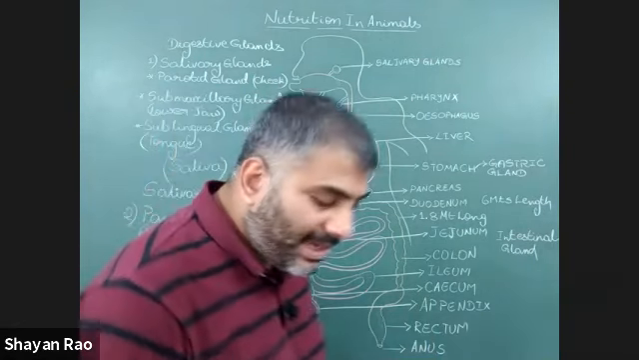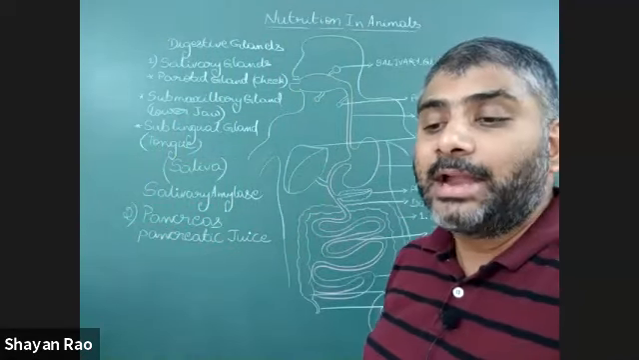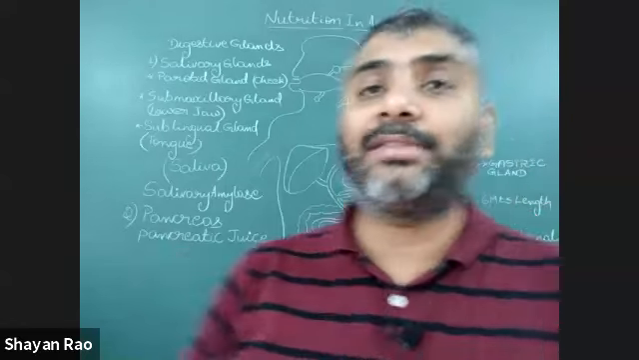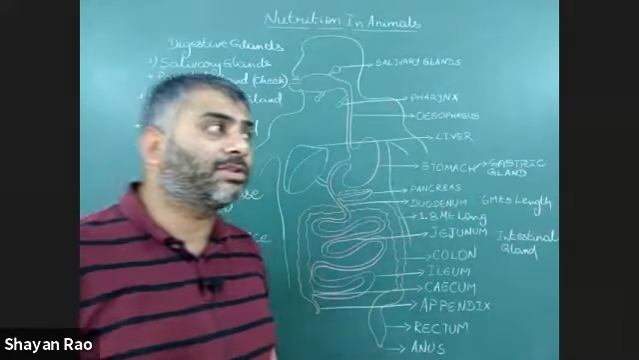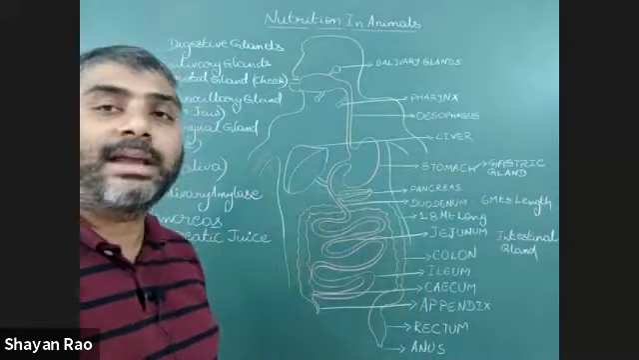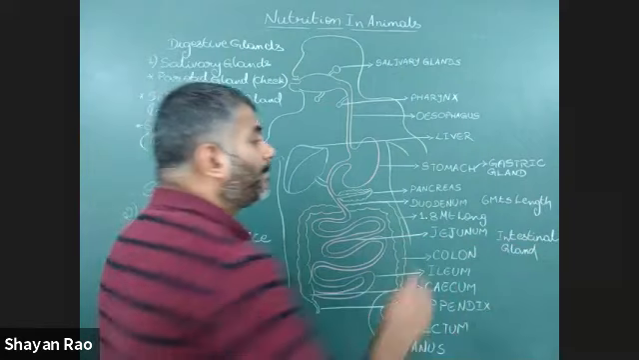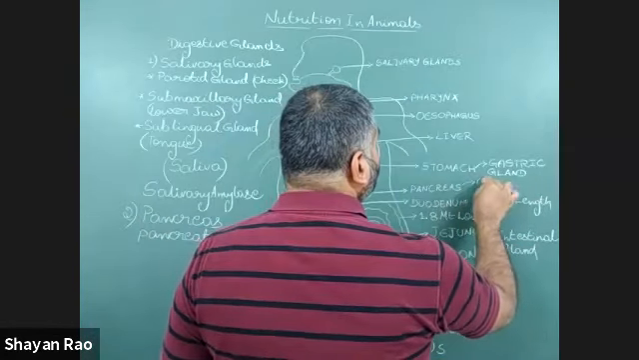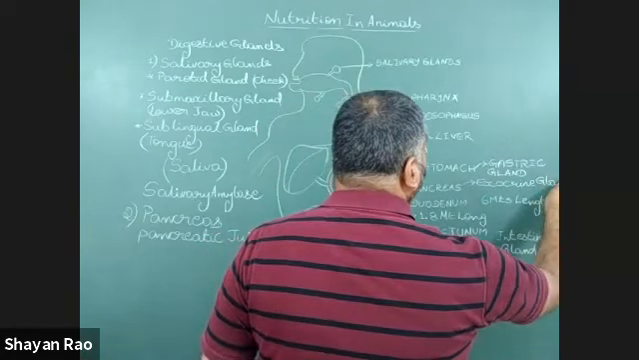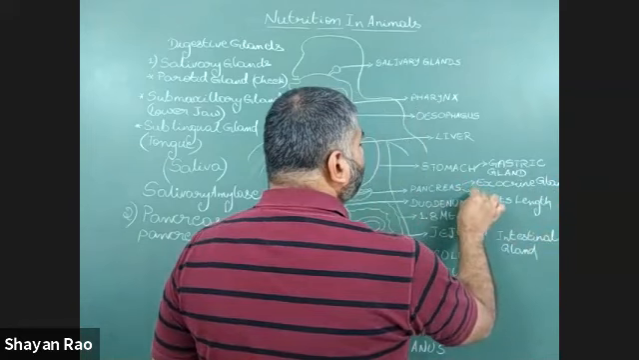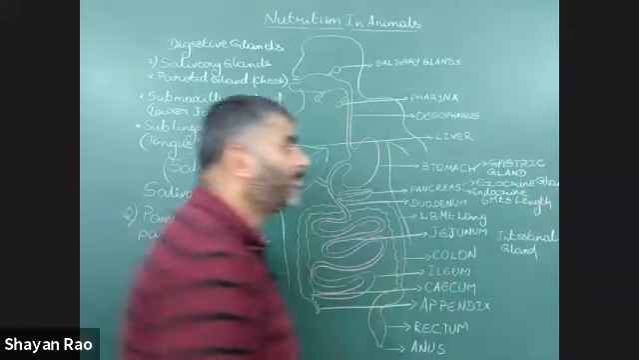One of the specialities about this pancreas is that it is considered a heterocrine gland. Heterocrine gland means it has a dual role or dual function. What is this dual function? One part of the pancreas acts as an exocrine gland and another part acts as an endocrine gland. So what is the difference between these two?